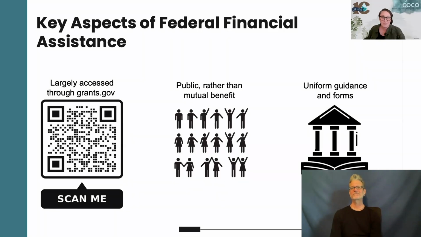So key aspects of federal financial assistance, a few common features are that one, it's largely accessed through grants.gov. And you're welcome to use this QR code that's on the screen and can scan with your phone, and that will take you to the search page for grants.gov where you can find the Forest Service grants that are available.